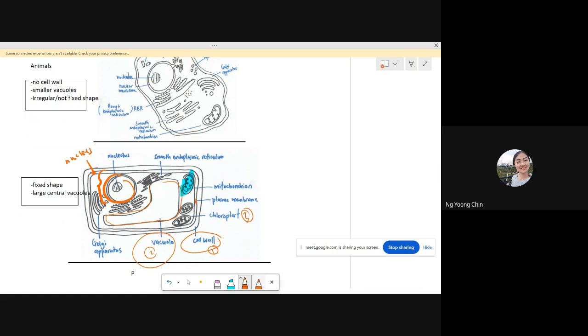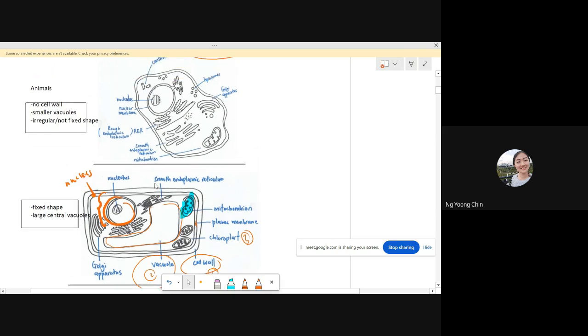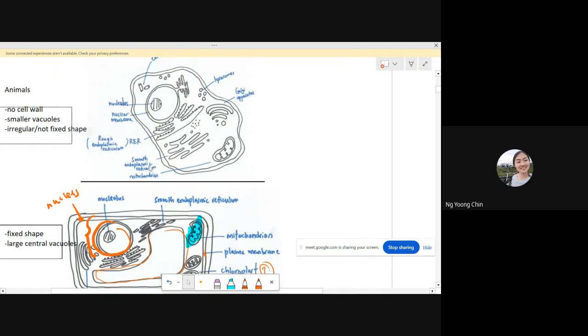And then the other organelle is the endoplasmic reticulum. We have two types of endoplasmic reticulum, this one and this one. We call them rough and smooth. Later we will study them in more detail. And then we have the Golgi apparatus. You can see what it looks like.